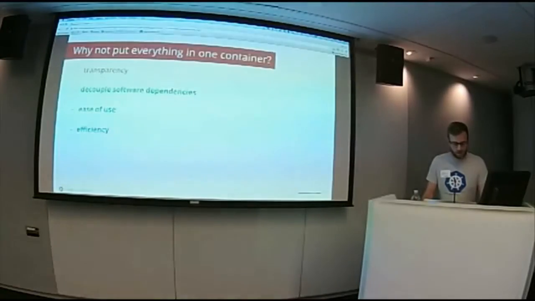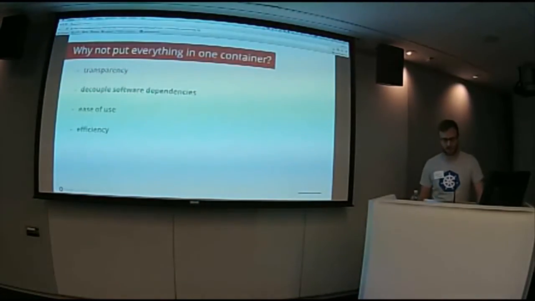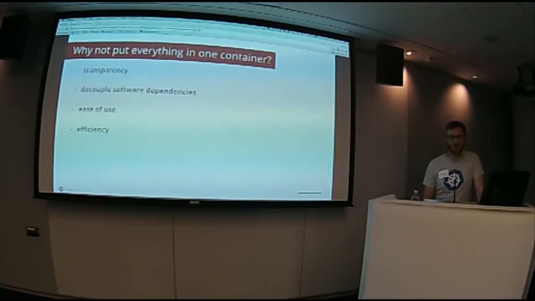So why don't you just put everything in one container if you need them to run together? This has several disadvantages. So one is transparency. You want resource monitoring to be done by the infrastructure. You don't want to do it yourself. It decouples software dependencies. It's better to rebuild and deploy individual containers than to have them live in one monolithic container. Ease of use. You don't want to run your own process manager and worry about signal and exit code propagation. And efficiency. Containers can be lighter weight when you're separated.